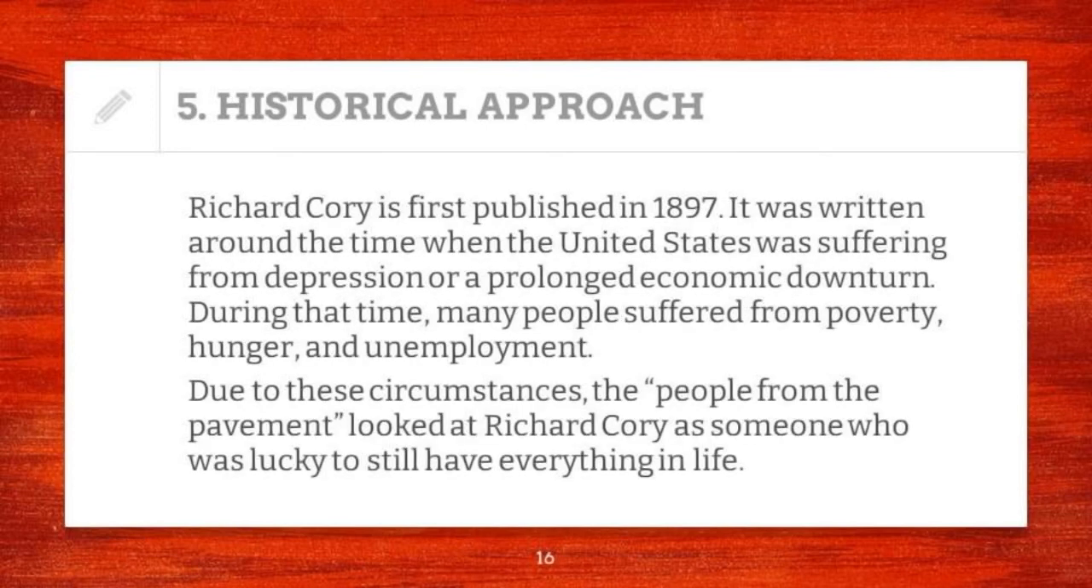This is a short sample of a historical approach. Richard Cory is first published in 1897. It was written around a time when the United States was suffering from depression or a prolonged economic downturn. During that time, many people suffered from poverty, hunger, and unemployment. Due to these circumstances, the people from the pavement looked at Richard Cory as someone who was lucky to still have everything in life.